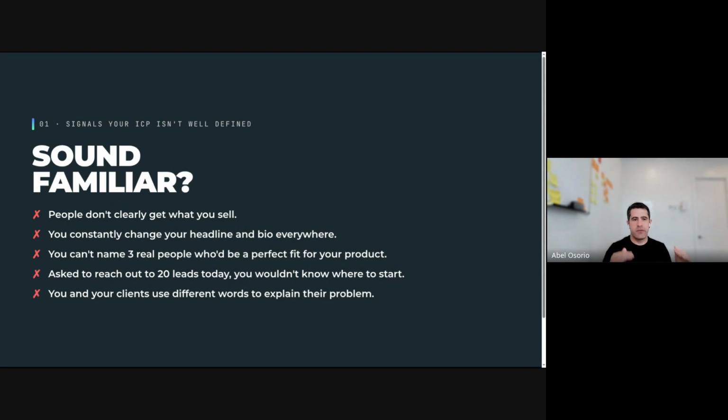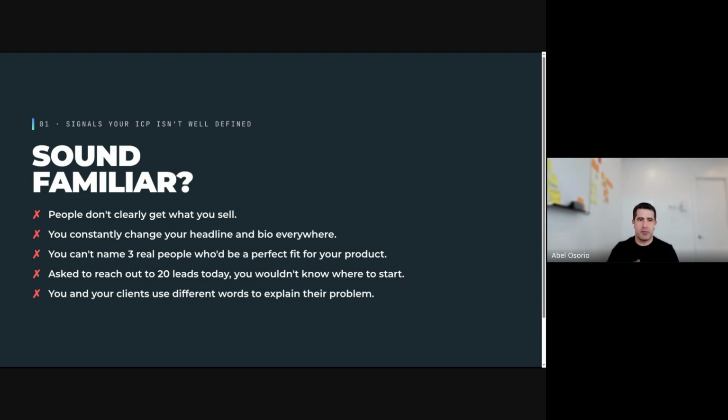Related to that is the fourth point, which is if I asked you to reach out to 20 people today, and not just reach out, but really offer them your product, you wouldn't know where to start. You wouldn't know where to find them, because if you don't really know exactly who they are, it's very hard to understand where to find them.